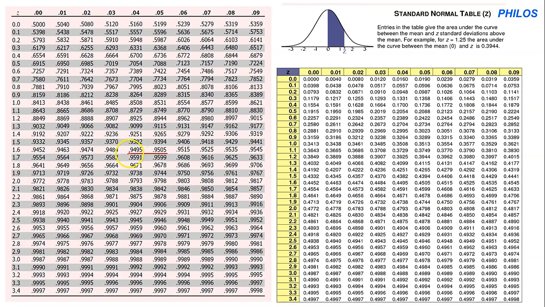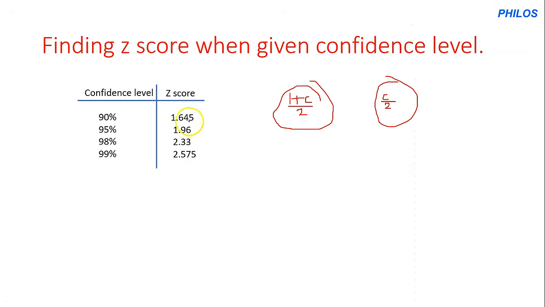So what is the z-score of 0.9495? It will be 1.6. When you trace it up, it is 4, so it is 1.64. And then the z-score of 0.9505 is 1.65. So quickly check: 1.64 plus 1.65, all divided by 2. You get 1.645. So that is why the z-score is 1.645. You can approximate it to 2 decimal places, and that will be 1.65.